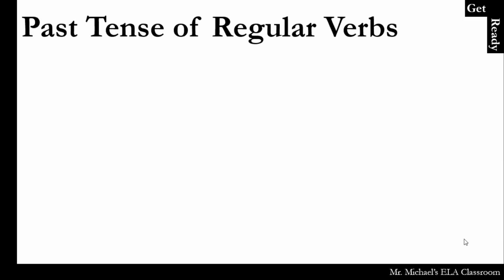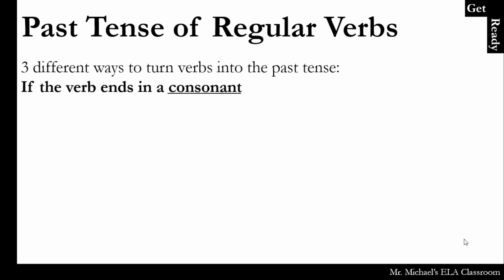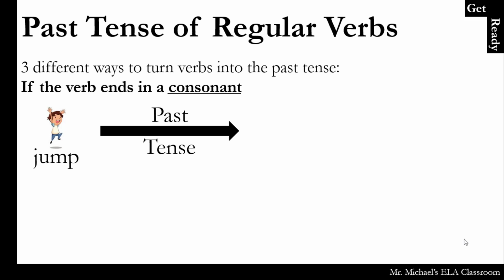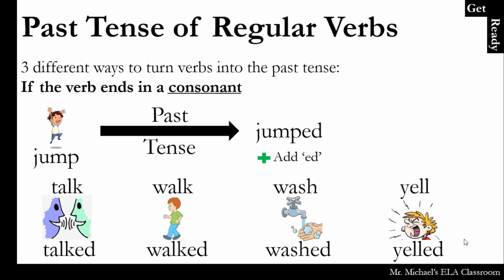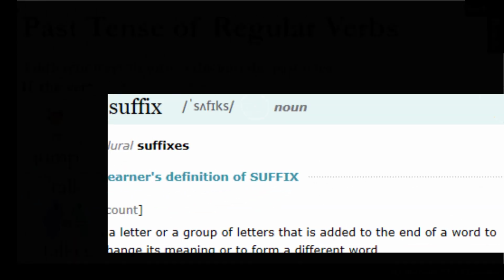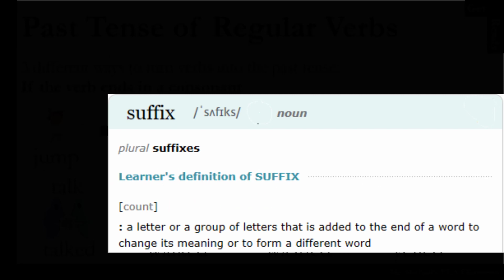So the past tense of regular verbs. There are three different ways to turn verbs into the past tense. There are more actually, but I think these three will help you the most. If the verb ends in a consonant, like jump, that's a consonant, to make the past tense all we have to do is add ed. Let's look at some examples like talk, talked, walk, walked, wash, washed, and yell, yelled. All we've had to do in these cases is add ed. Ed is a suffix. We will talk about that later though.